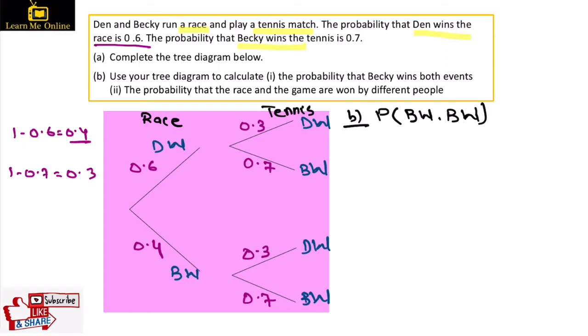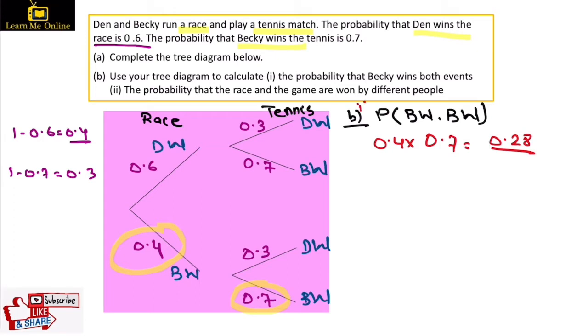For Becky to win the race, the probability is 0.4. And for Becky to win the other, which is the tennis game, it is 0.7. So we are considering the combination where Becky is winning both games. We write down the probability of Becky winning the race, 0.4, then Becky winning the tennis game, 0.7. Because 4 times 7 is 28, you get 0.28 here. So the probability of Becky winning both games is 0.28.